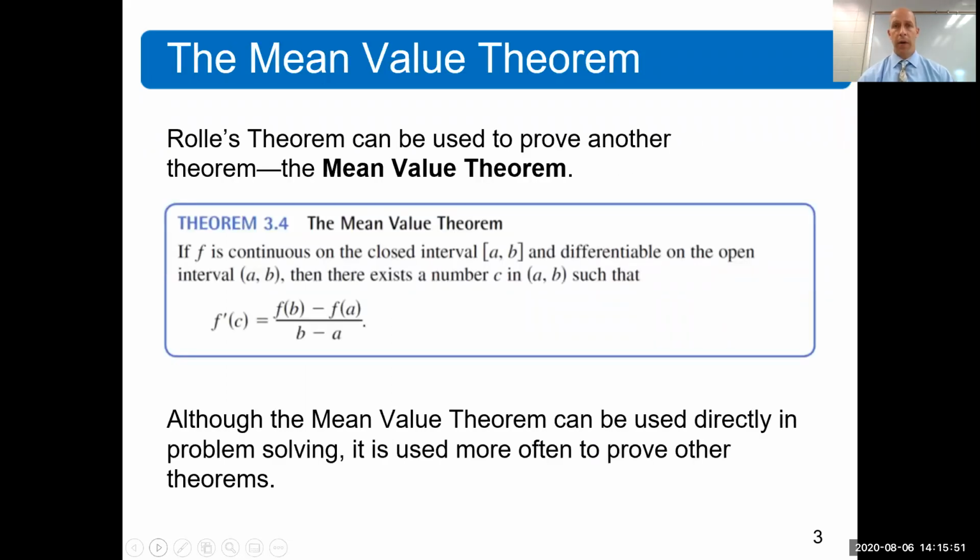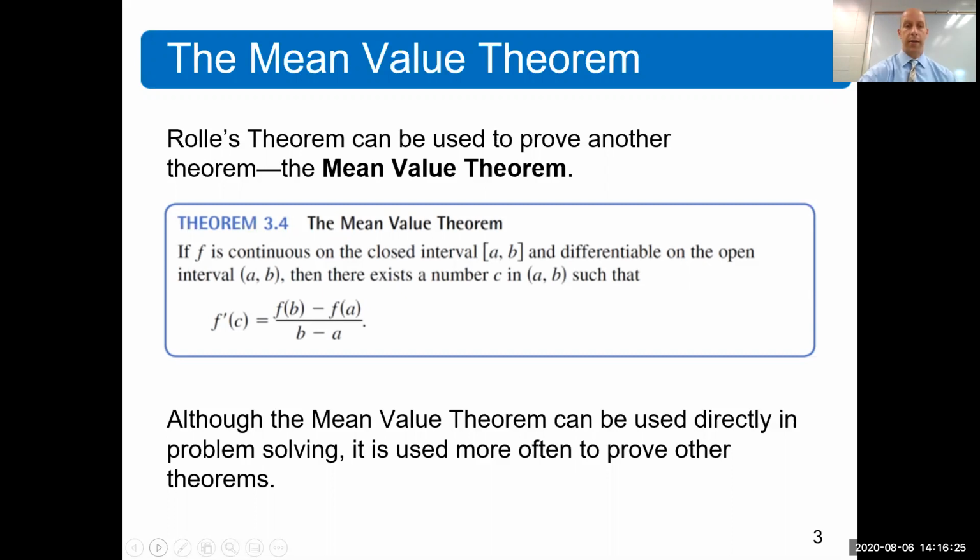So the mean value theorem, well, let's talk about Rolle's theorem. Rolle's theorem is when the slope is 0. The mean value theorem is more general than Rolle's theorem, and it says the following. If f is a continuous function on the closed interval from a to b, and if it's differentiable on the open interval from a to b, then there exists some value c on that open interval a to b such that f prime of c is equal to f of b minus f of a over b minus a.